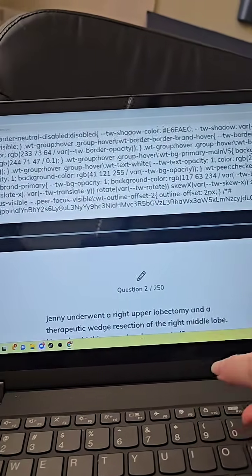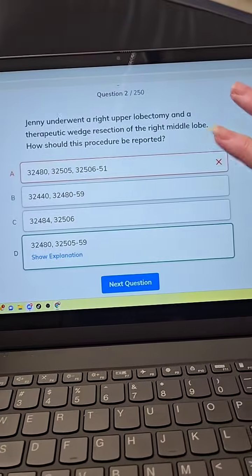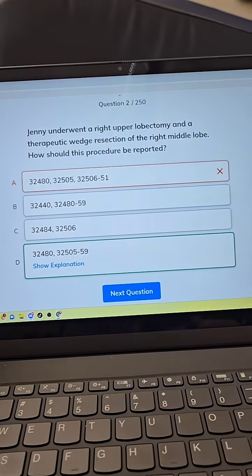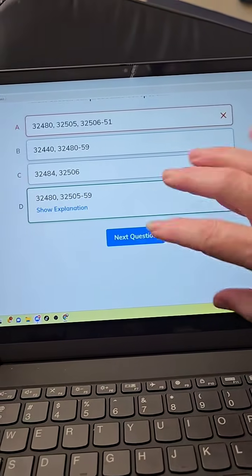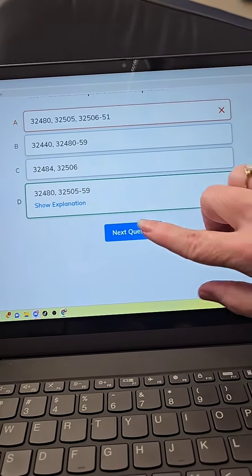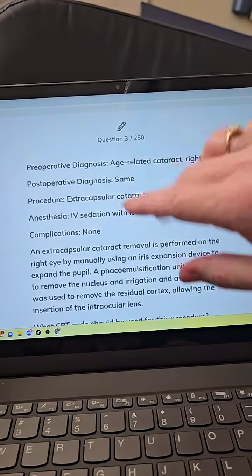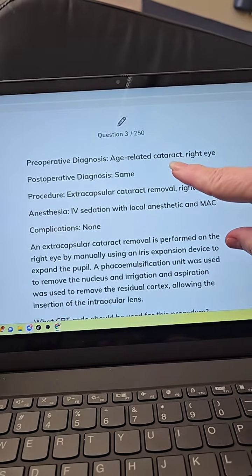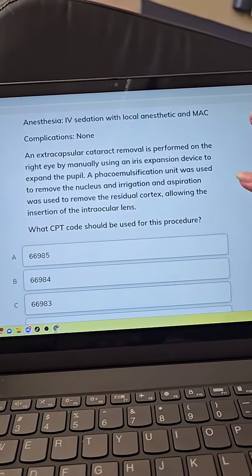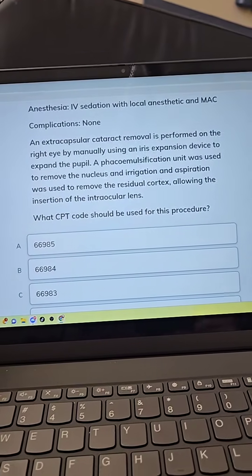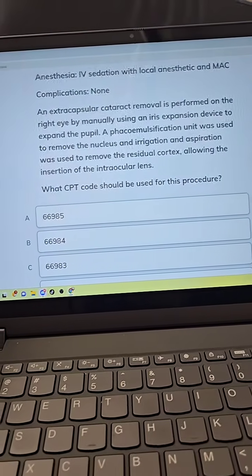All right, let's do our next question. Oops, sorry, I hit the tap on the screen. It's too quick for me. All right. Next one is cataracts. Oh boy. Cataracts are terrible. They're hard to do.